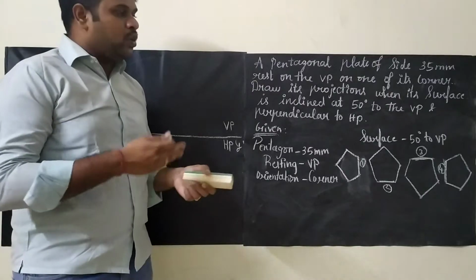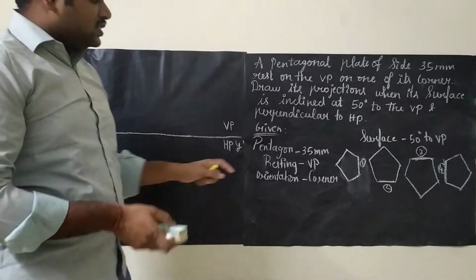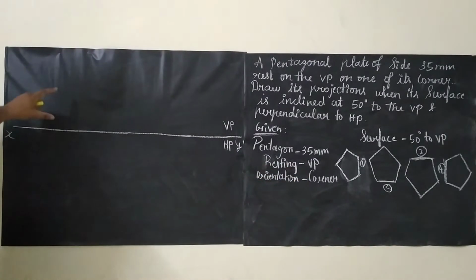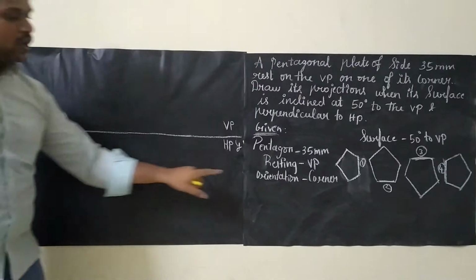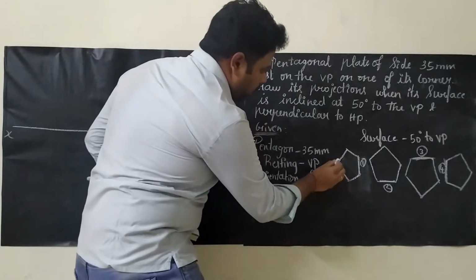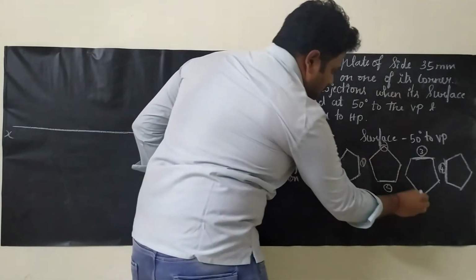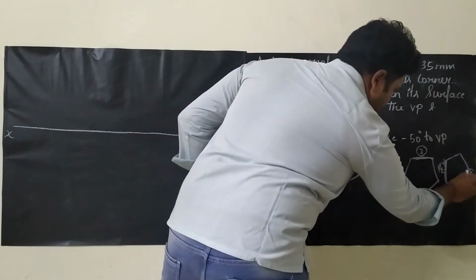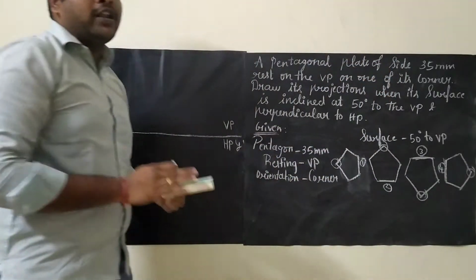First of all we need to know which kind of pentagon we are going to take. First thing is resting on VP, so resting on VP means we can draw the diagram here. Second thing is orientation. Orientation is corners. Listen to me. If this is the side, this is the corner, and this one is the corner, and this one is the corner, and this one is the corner. All these corners are equally inclined.